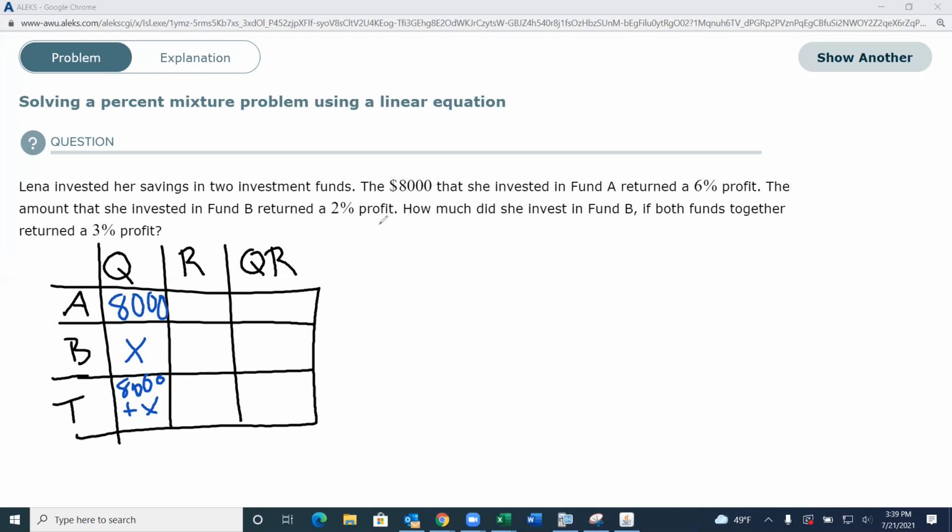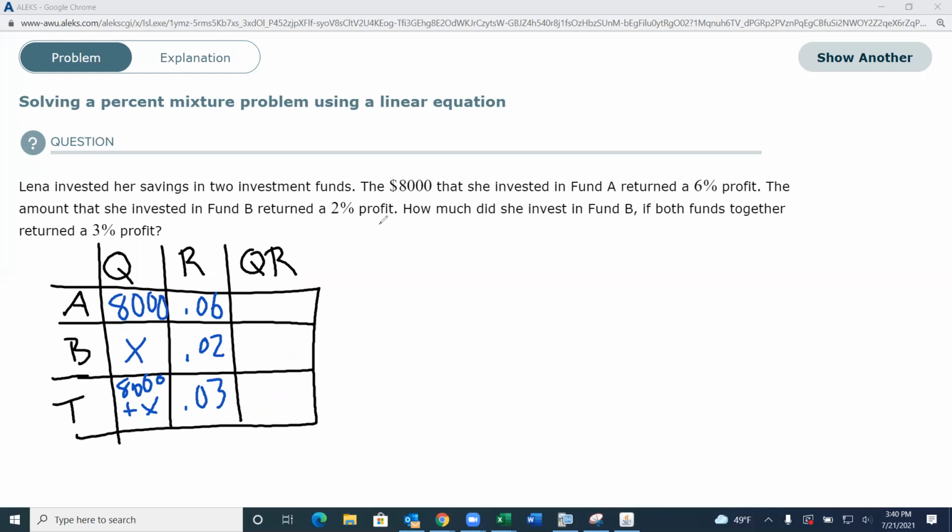Now, the rate for fund A is going to be 6%. Notice 6% involves the word per, so I know that's a rate. By the same token, 2% for B. For the two columns that involve quantity, you add these two together to get the last two. But that's not the case with the rate column. This total rate is actually the average rate. In this case, the average rate is 3%.